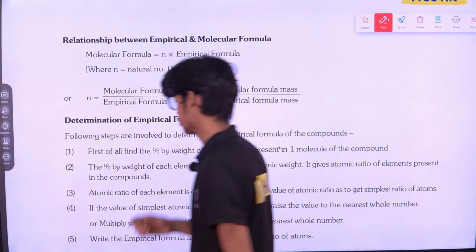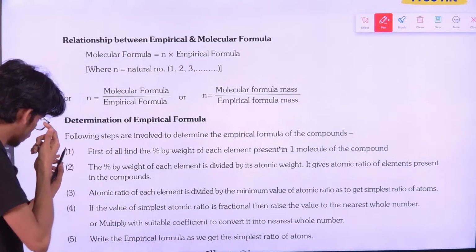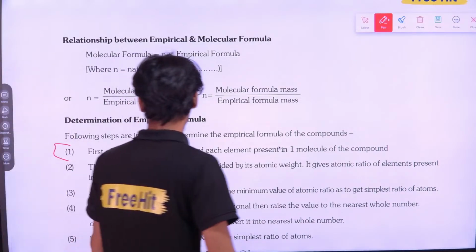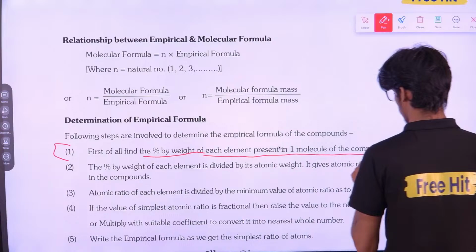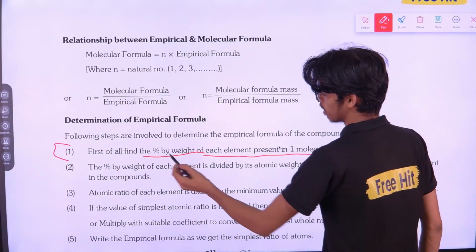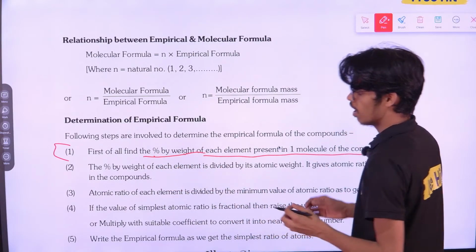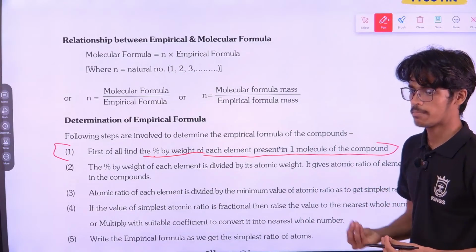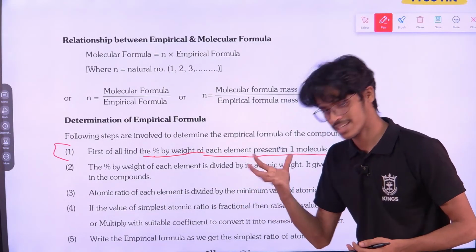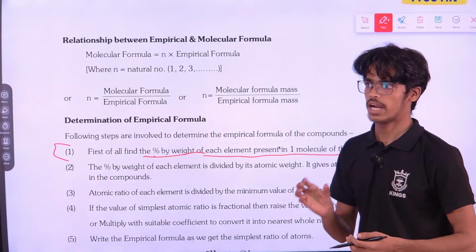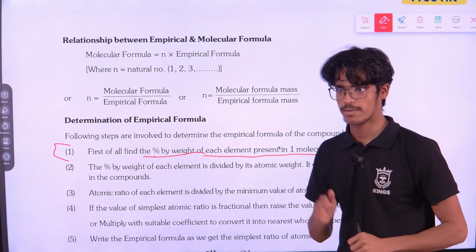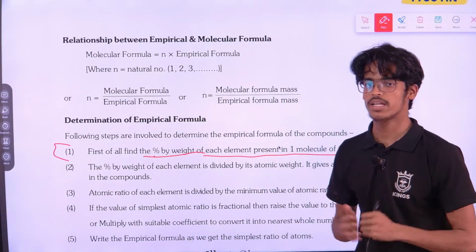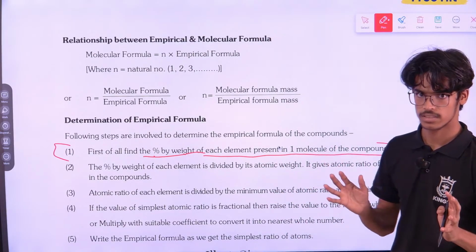So, the first process is, first of all, find the percentage by weight of each element present in 1 mole of the compound. Percentage by weight means with what weight percentage each element is present in the compound. For example, hydrogen is present by weight at 4%, carbon is 46%, and oxygen is 54%. Like this you have to find out.